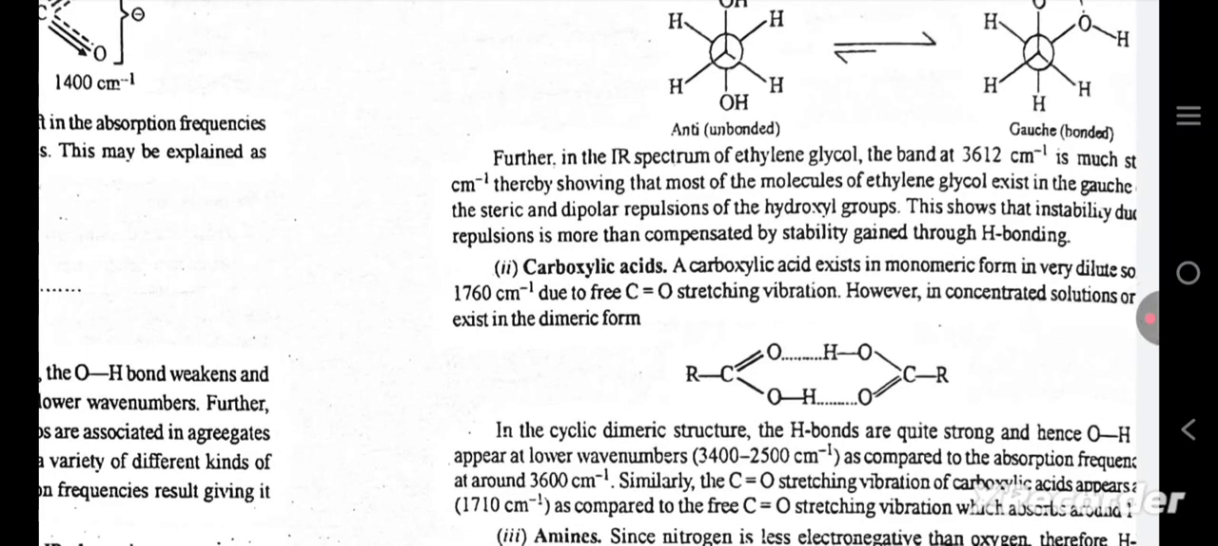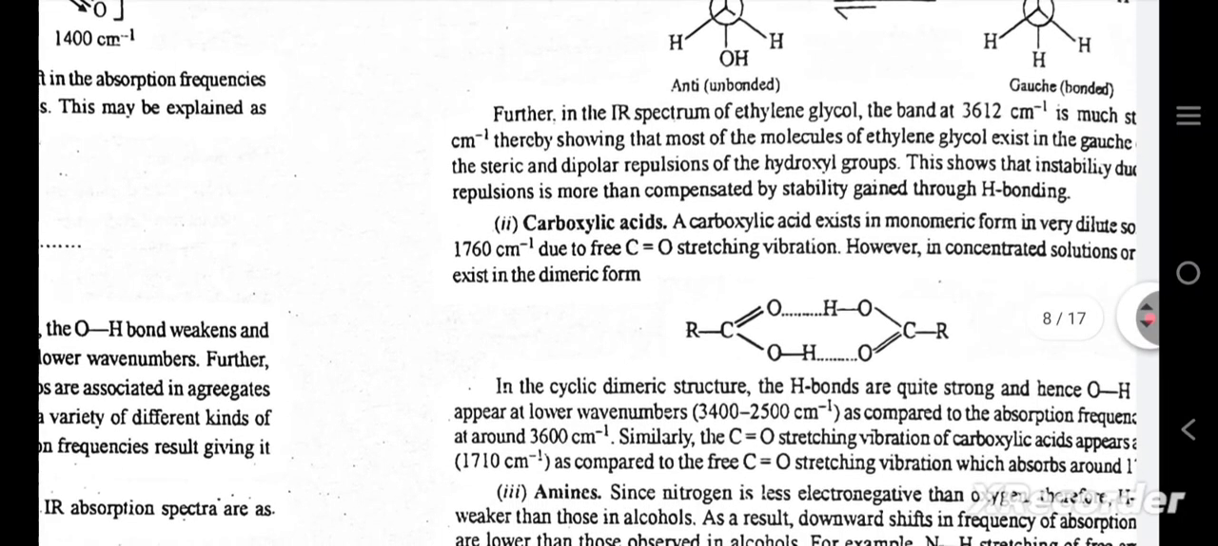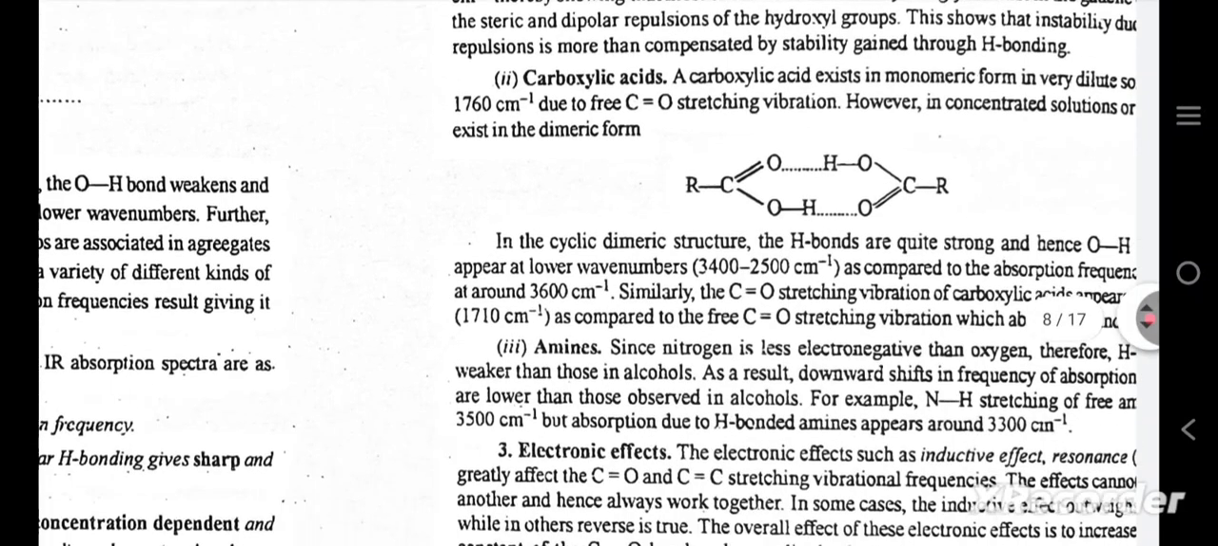Further, in the IR spectrum of ethylene glycol, the band at 3612 cm⁻¹ is merged, thereby showing that most of the molecules of ethylene glycol exist in the intramolecularly H bonded form, despite the steric and dipolar repulsions of the hydroxyl groups. This shows that the instability due to repulsions is more than compensated by the stability gained through H bonding.